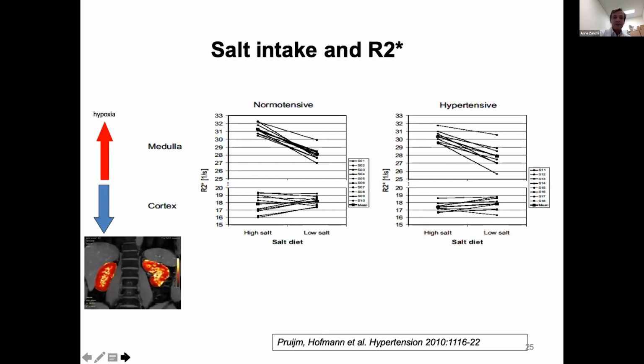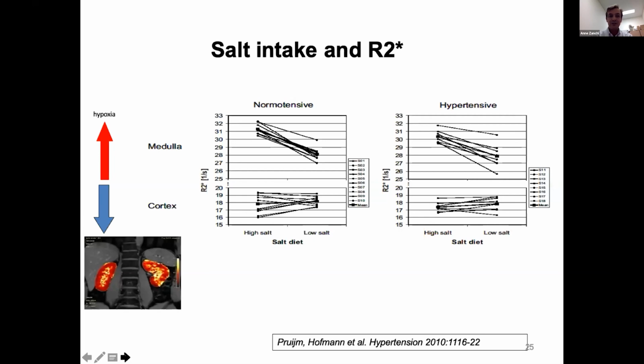Salt was our first experience with BOLD MRI in Lausanne. We could show that both in normal and hypertensive individuals, R2* would decrease when the subjects changed from a high sodium to a low sodium diet. And this decrease took place in the medulla, suggesting increased oxygenation, less metabolic workload probably, because less sodium has to be reabsorbed when you eat little amounts of salt. So this is a long way of saying that reducing salt intake is good for the kidneys.